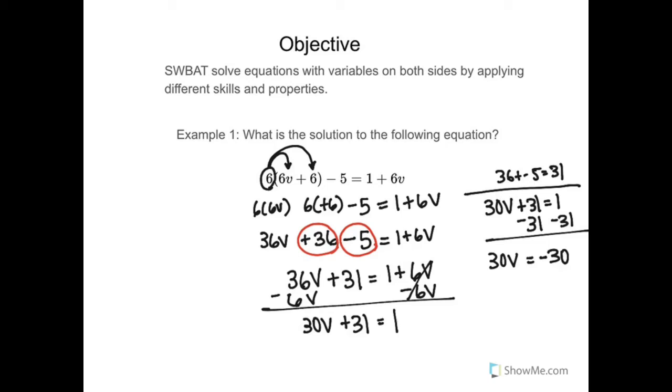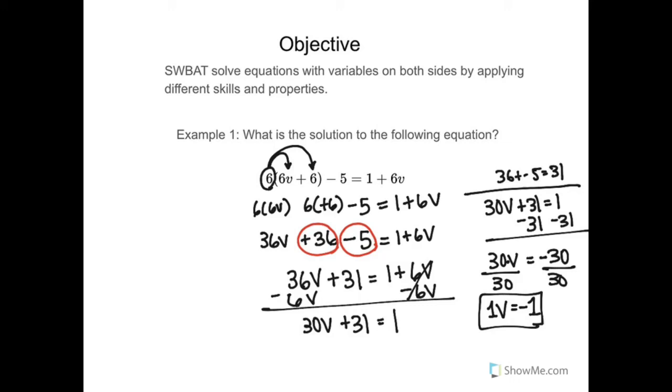Once I have the couple alone, once I have the one term with one variable, all I have to do to get that variable alone is divorce this couple, or get rid of the coefficient, by doing the opposite operation. Since it's 30 times v, I'm going to divide by 30, because division is the opposite of multiplication, and I'm going to get 1v is equal to negative 1.